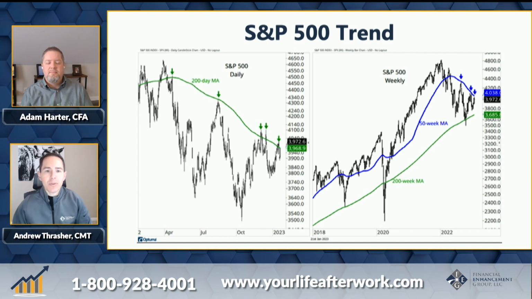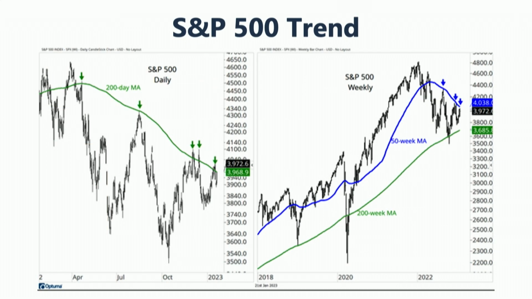Here we just have a simple daily chart of the S&P on the left and a weekly chart on the right. On the left, first we have the 200-day moving average. This is simply the average price over the last 200 days, and that's really been a key level of resistance all of last year. Each time we saw the market try to give a rebound, we'd see a run up to this average price over the last 200 days, and then sellers would step back in.